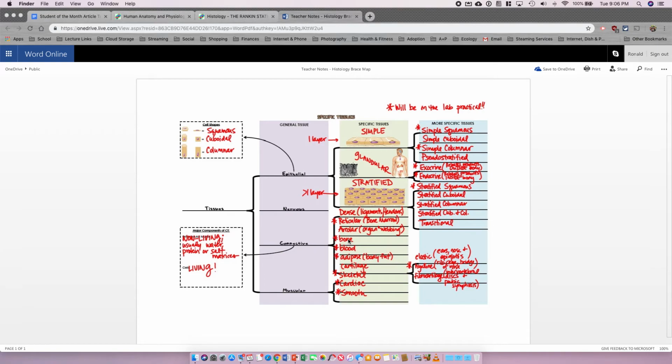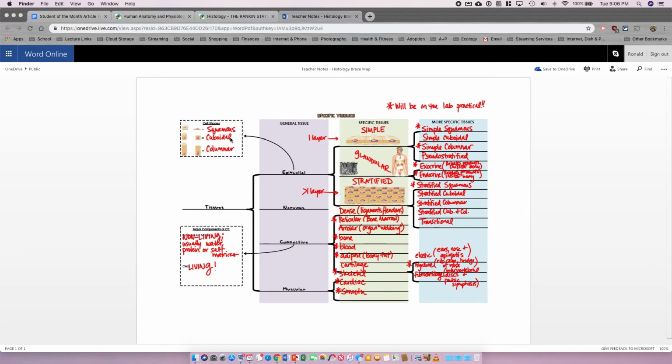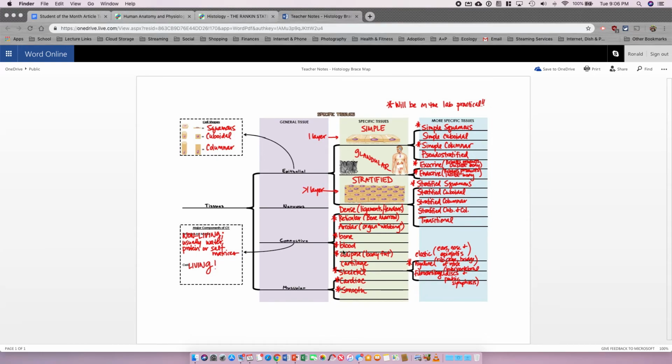Now, keep in mind, though, this is not going to be quite as simple as looking for layering and cell shape, but I do think that each of these five are different enough that they will be pretty easy to differentiate. So I'm going to just pull my iPad up here on the screen. Just give me one sec. And then we will take a look.